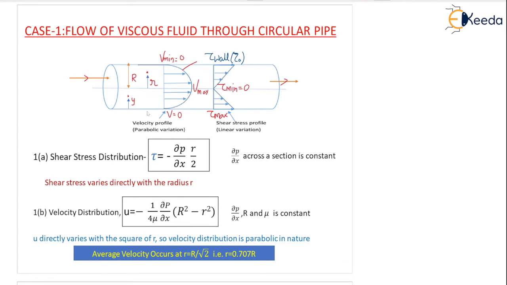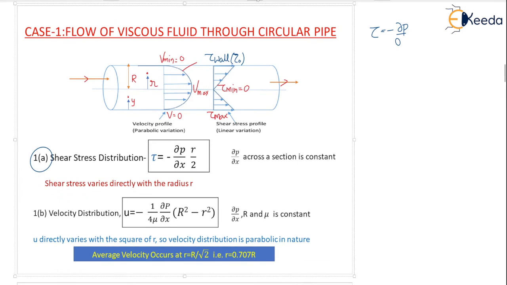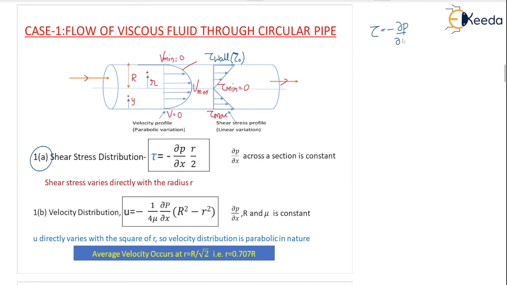So in this figure we are going to see the velocity profile and shear stress distribution and the details about these profiles. Okay, so first of all we are going to see 1a. You can see first case, shear stress distribution. Shear stress distribution is given by the formula tau is equal to minus of dou p by dou x into r by 2, small r by 2.